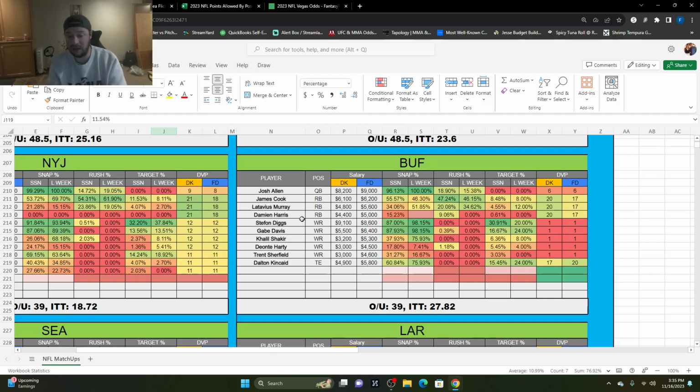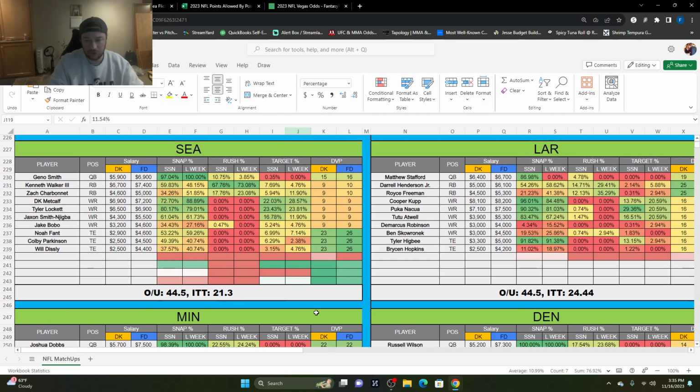Your tight end, Dalton Kincaid here, he has a good matchup. So I think a little bit of Josh Allen, James Cook, Dalton Kincaid will go under-owned. If you want to throw in Stefon Diggs, Gabe Davis, I'm okay with. Those are definitely tournament options. They are not cash options today.